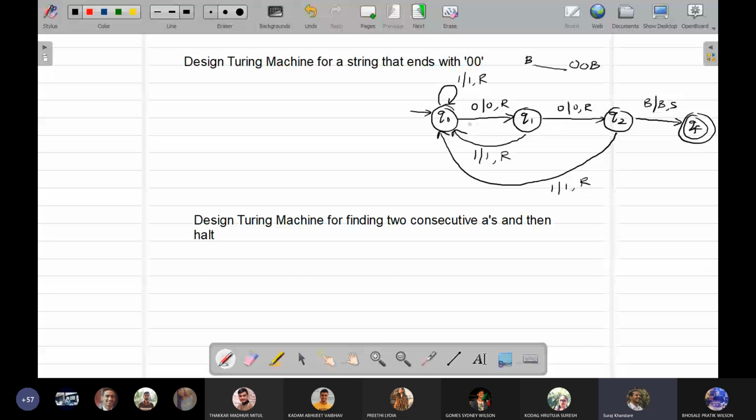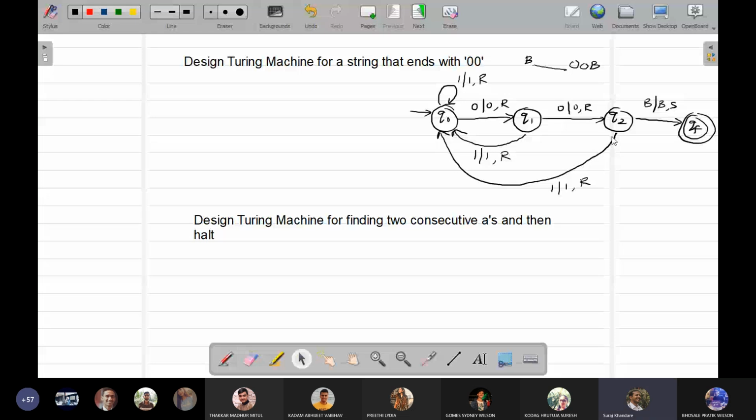So what will happen in Q0? We are coming across one. We keep that one as it is. We move to the right. Zero has come. Then one comes in. Then you go back here because we want two consecutive zeros. 0 is there, but it should be in the end. Two consecutive zeros is there. Then you move to Q0. Are you getting this?